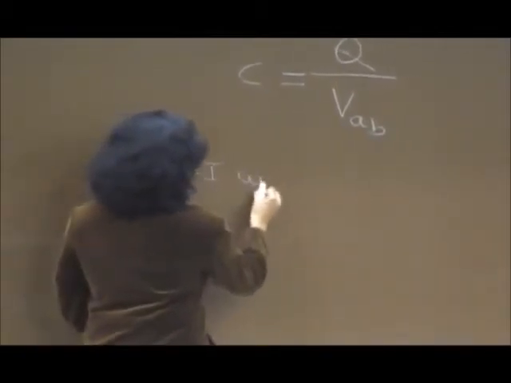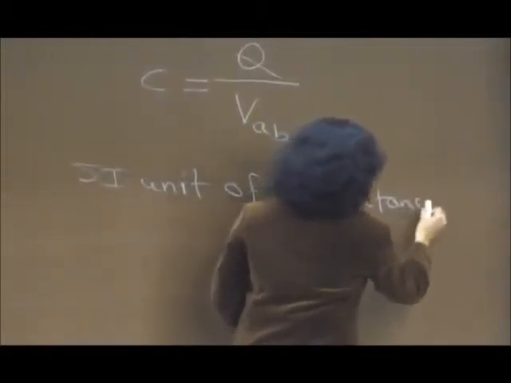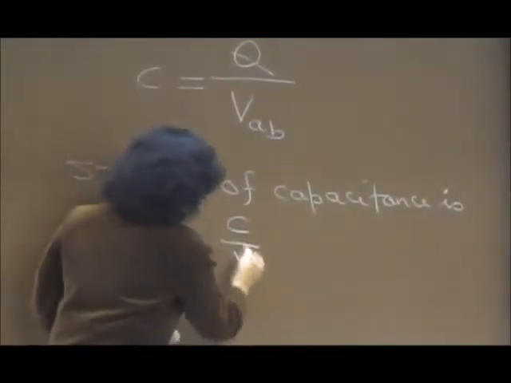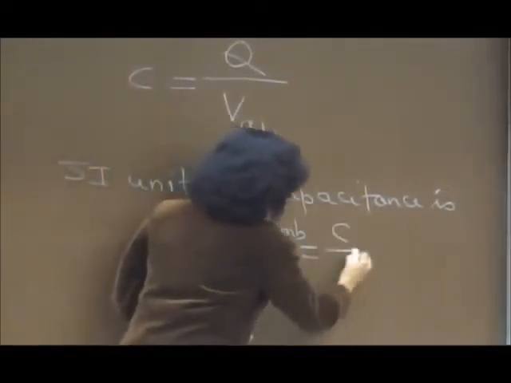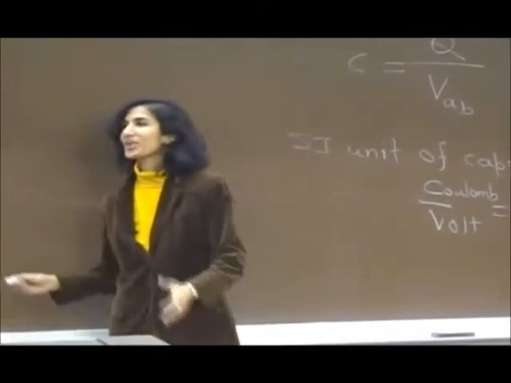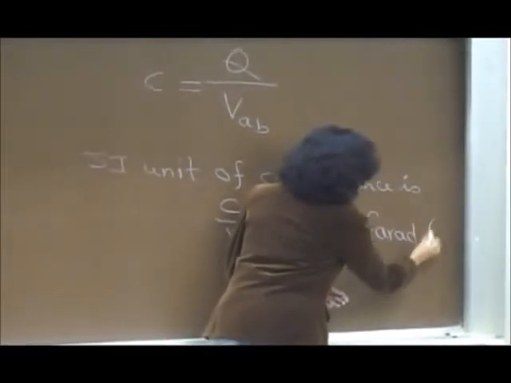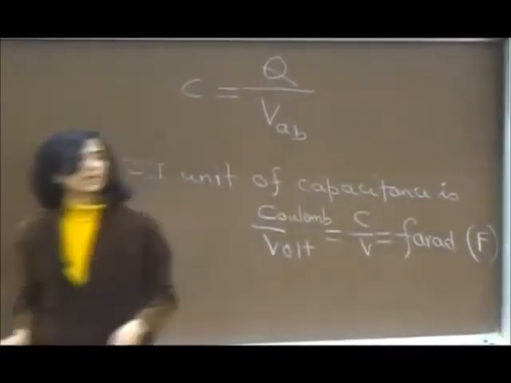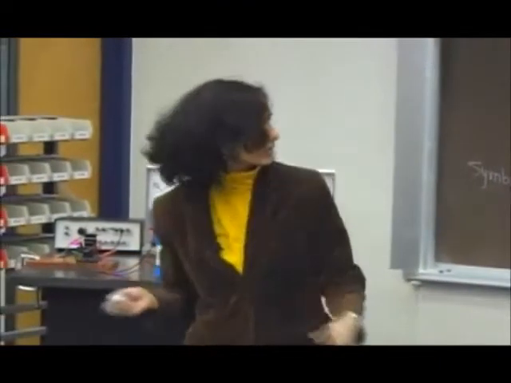So the SI unit of capacitance is Coulomb per volt, and Coulomb per volt does have a cool name after a scientist who did a lot of work related to this. It's called Farad, and you can denote it with a symbol F. So Farad is nothing but a nickname for Coulomb divided by volt. 1 Coulomb divided by 1 volt is called 1 Farad. Okay? Any questions about capacitance? Is everybody clear on capacitance?